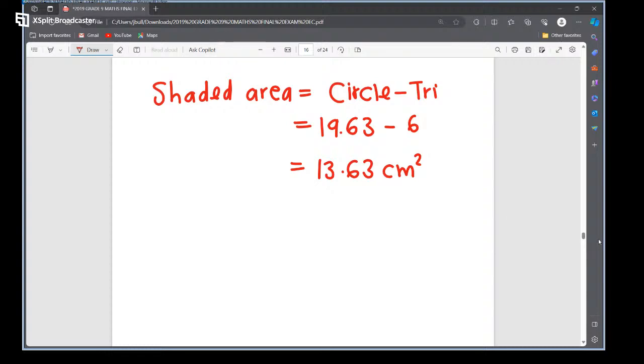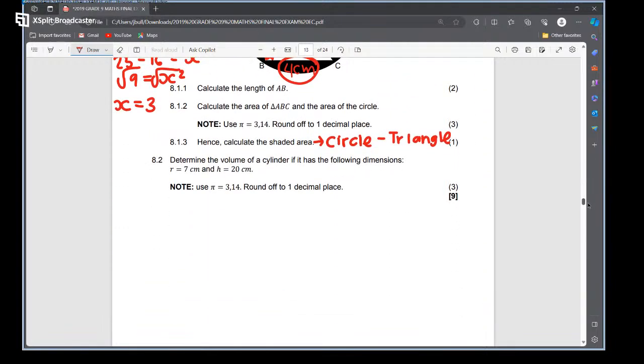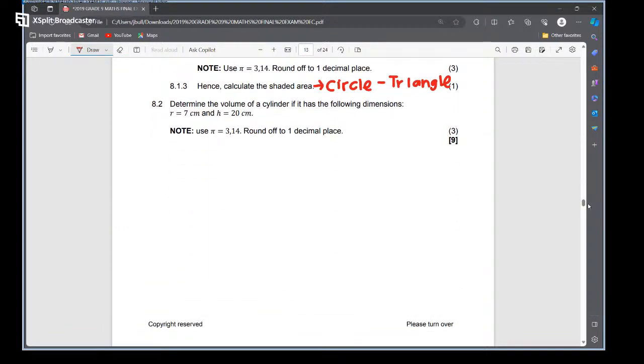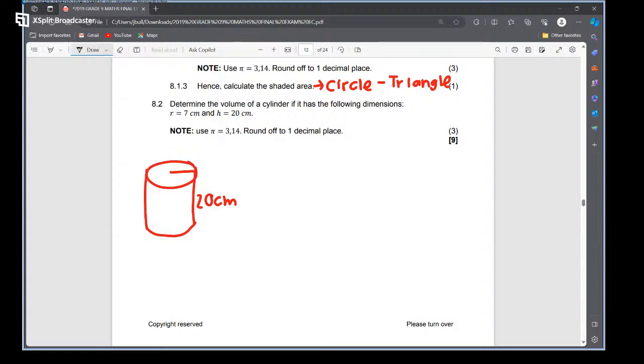Okay, then next up we have a volume question. They say determine the volume of the cylinder if it has the following dimensions. Okay, so a cylinder, we know it looks like a toilet roll. The radius they say, so that is the radius, half of that circle there, and then the height is 20. So height is 20 centimeters, and then the radius is 7.